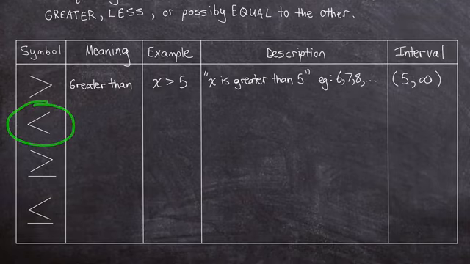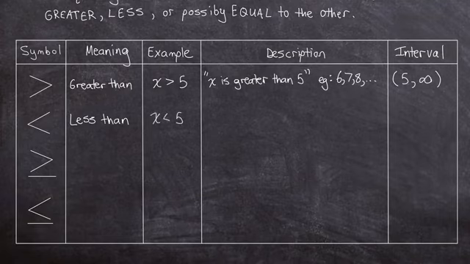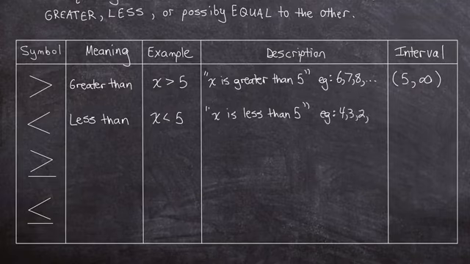This symbol here is the less than symbol. An example of an inequality using the less than symbol would look like this. We're reading from left to right, it says that x is less than 5. And examples of x values that would satisfy this inequality would be any number less than 5. So for example, 4, 3, 2, and so on.